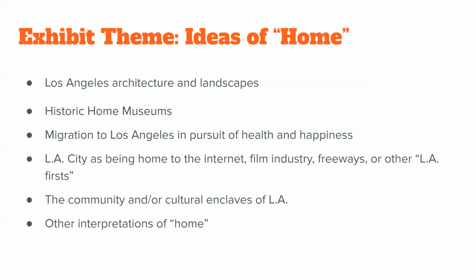So first of all, I want to talk about the exhibit theme. It's a History Keepers exhibit focusing on ideas of home. And when we were coming up with this idea of home, we narrowed it down to these 6 subcategories: Los Angeles architecture and landscapes, historic home museums, migration to Los Angeles in pursuit of health and happiness, LA City as being home to the internet, film industry, freeways, or other LA firsts, and there are many, the community and/or cultural enclaves of Los Angeles, and then other interpretations of home.